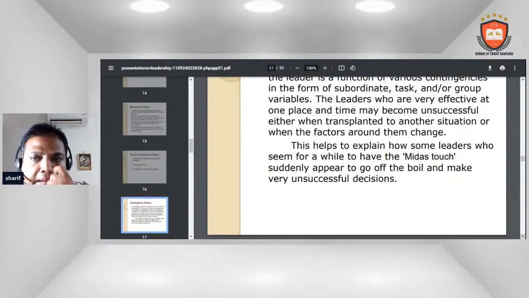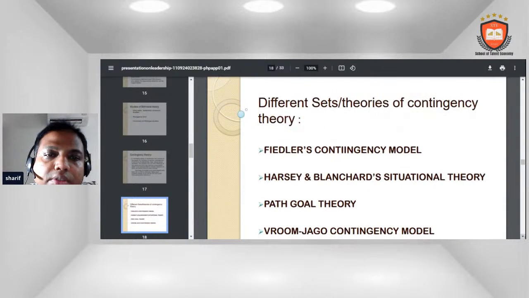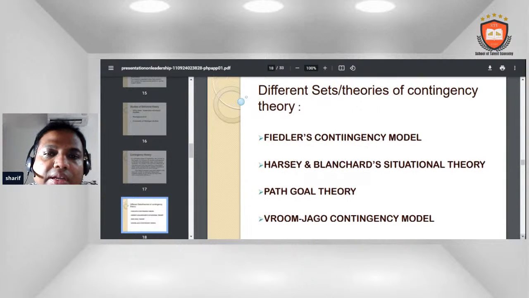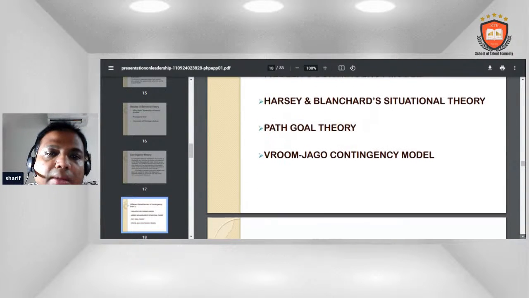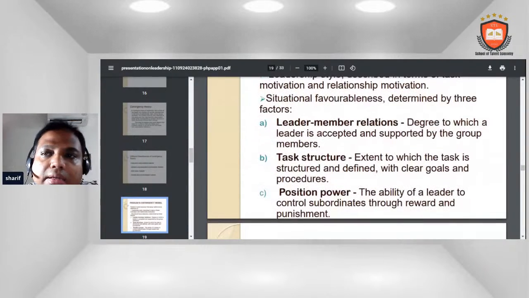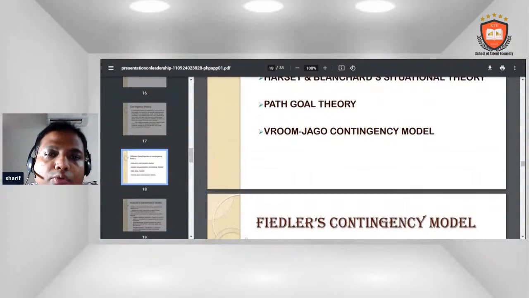This helps to explain how some leaders who seem for a while to have the midas touch suddenly appear to go off the boil and make very unsuccessful decisions. Different sets of contingency theory: Fiedler's contingency theory, Hersey and Blanchard situational theory, path-goal theory, and Vroom-Jago contingency theory.